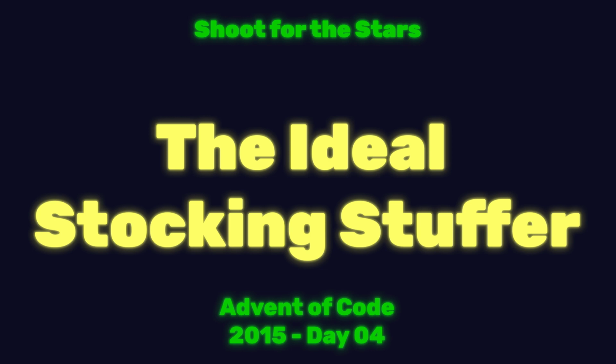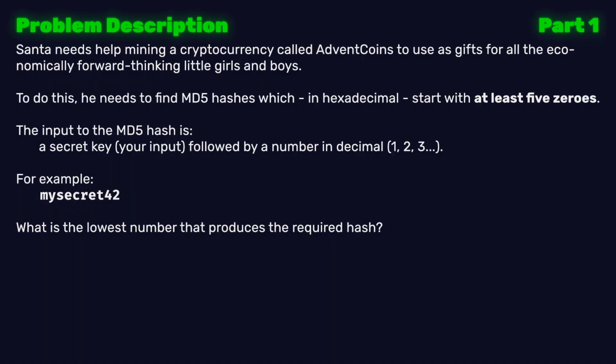Today, we will take a look at Advent of Code 2015, Day 4, the ideal stocking stuffer. Let's start. On this day, Santa needs help mining a cryptocurrency called Advent coins. He wants to use the coins as gifts for all the economically forward-thinking little girls and boys. To do this, he needs to find MD5 hashes, which, in hexadecimal, start with at least 5 zeros.